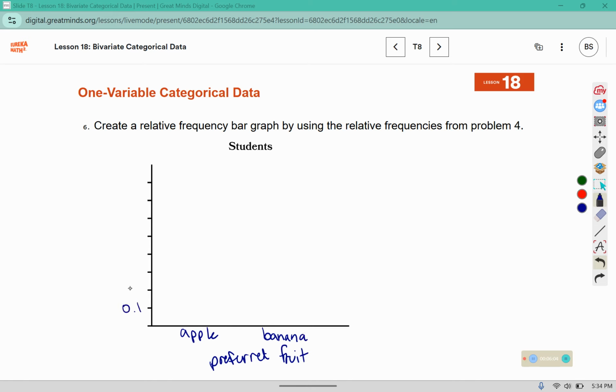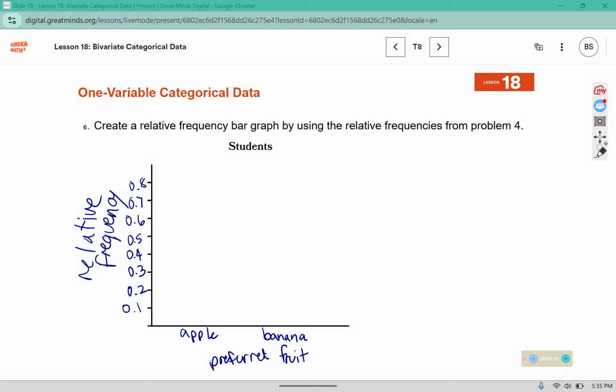For the relative frequencies, we'll count by tenths. We're going to go up to 0.625 and then up to 0.375. So just underneath 4.